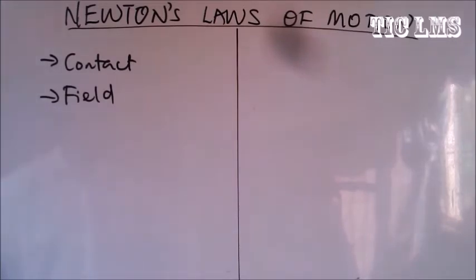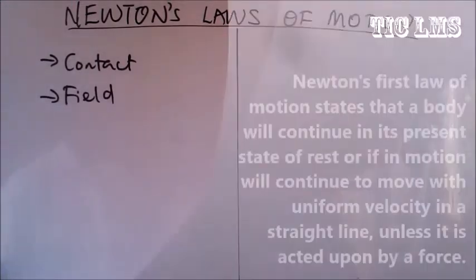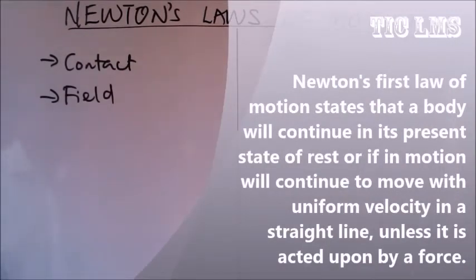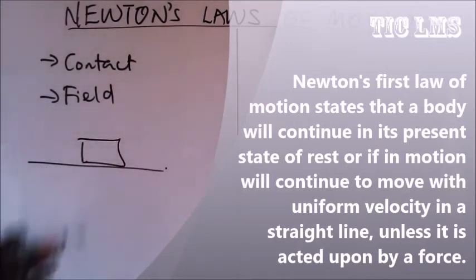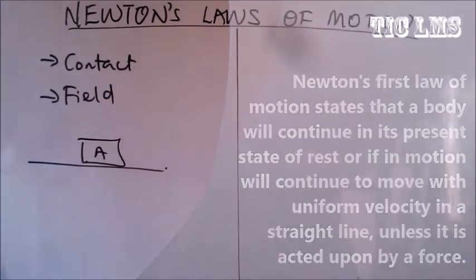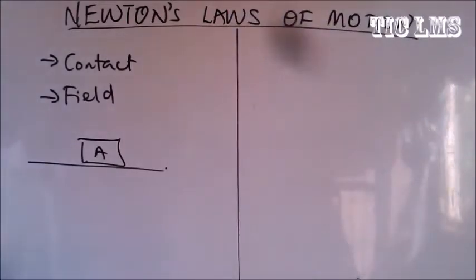Now, talking about Newton's first law. The first law is also known as the law of inertia. It says that a body will continue in its present state of rest, or if in motion, will continue to move with uniform speed in a straight line unless it is acted upon by a force. The interpretation of this law is this: if you have a body, A, at a point, it is only when you apply a force to it that it will move. But if no force is applied to it, it will remain at rest.